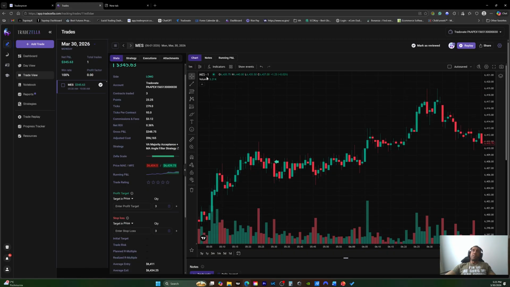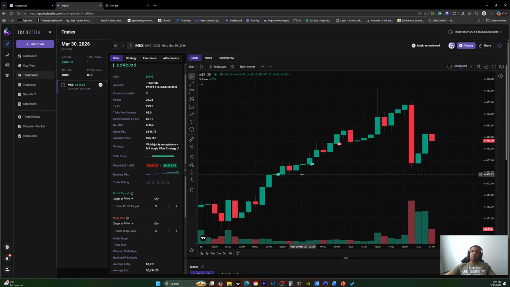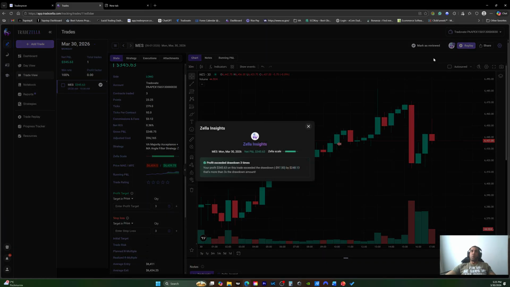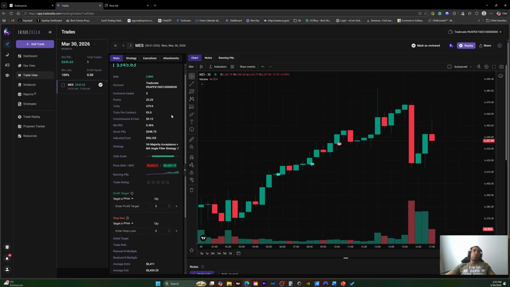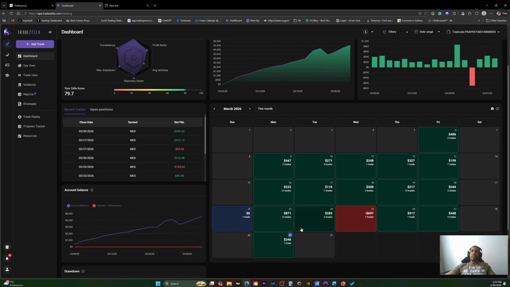But if we go to the 30-minute chart, you can see the entry, I added over here, exit over here, and it went beyond my profit target. And if we look at the Tradezella insights: your profit of 345 on this trade exceeded the maximum drawdown of 97. So that's more than 3 times the drawdown amount. Now we go back to the dashboard for today's date.